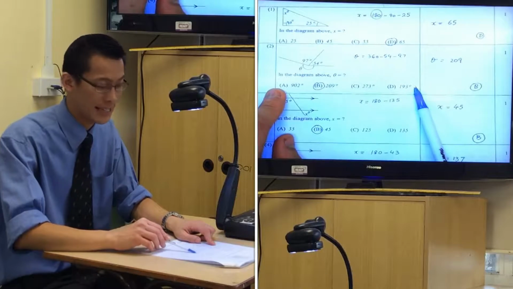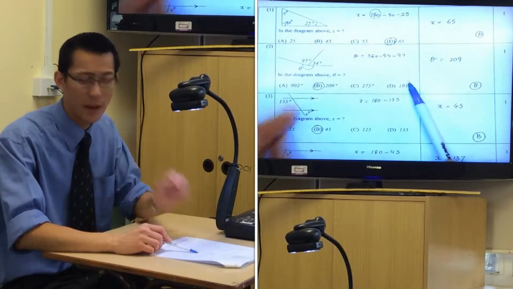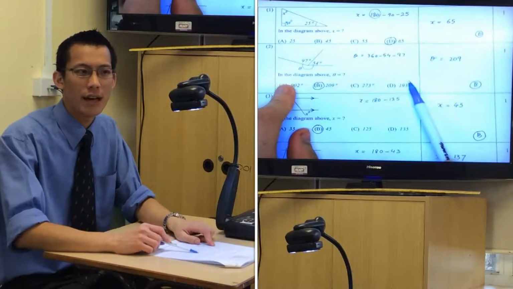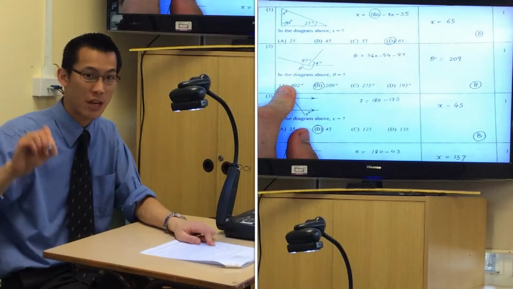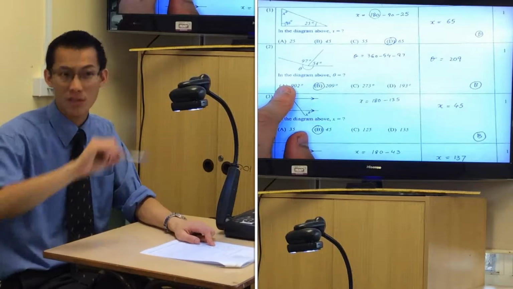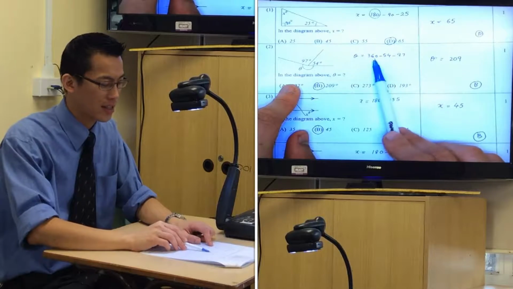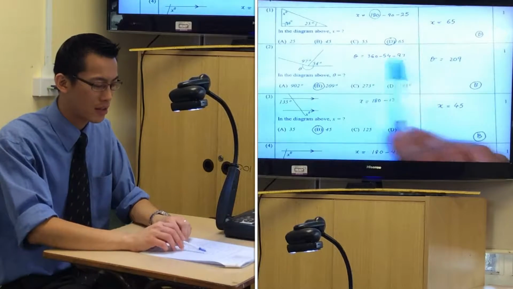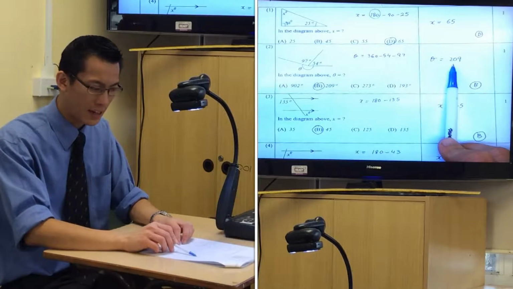Question 2, same idea. Almost exactly the same, except it's not the angle sum of a triangle, it's the angle sum of a revolution, which is 360 all the way around, right? So that's where you got this 360 here. You take away your other two angles, and you end up with 209.